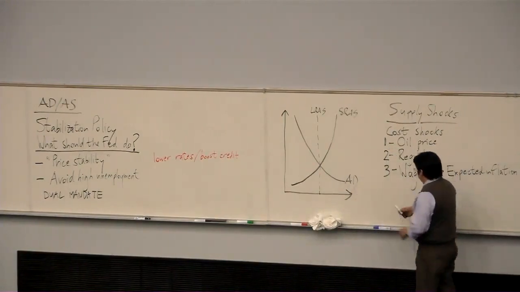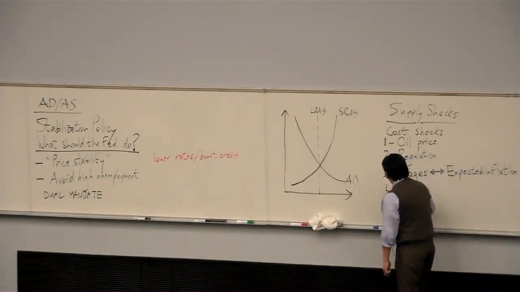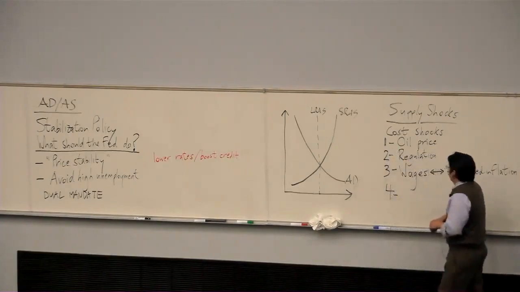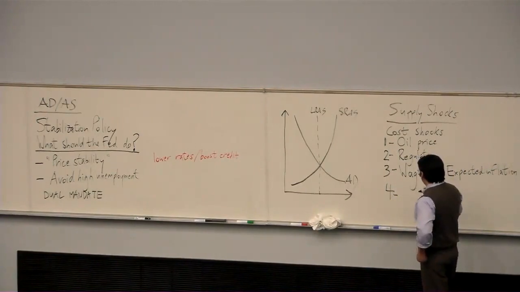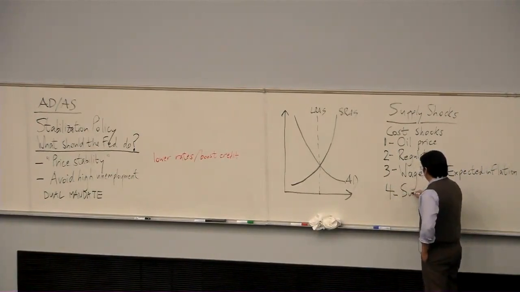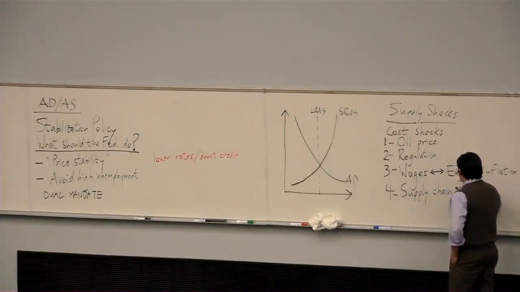So finally, there was one more possible source of supply shocks that we considered that might be relevant for our current predicament, and that's what I called supply chain fragility.